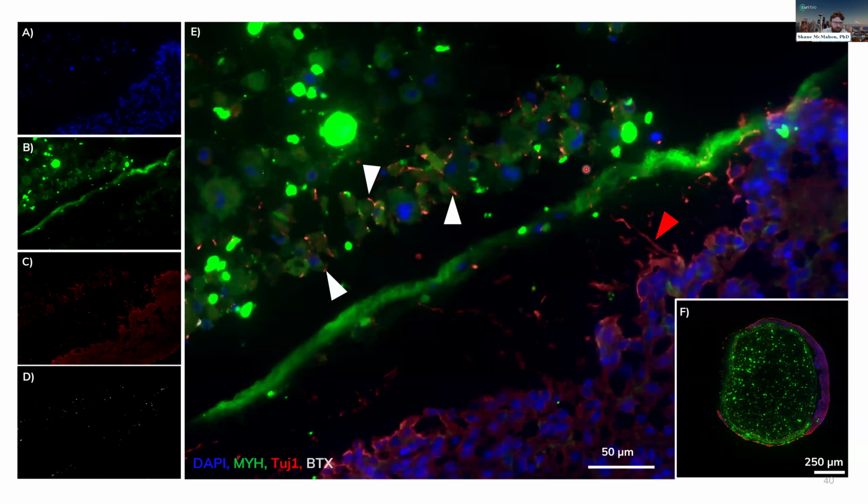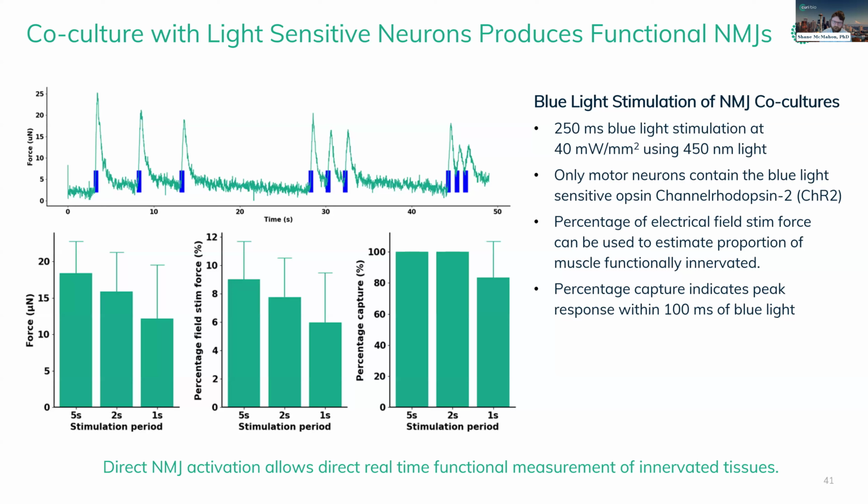After we allow them to mature, we can take a look at this system under a microscope with immunohistochemistry staining, and we observe these punctate localizations of tubulin from the motor neuron projections co-localizing near the myosin heavy chain labeled skeletal muscles. In addition to these structural hallmarks of maturity, this model produces functional NMJs.